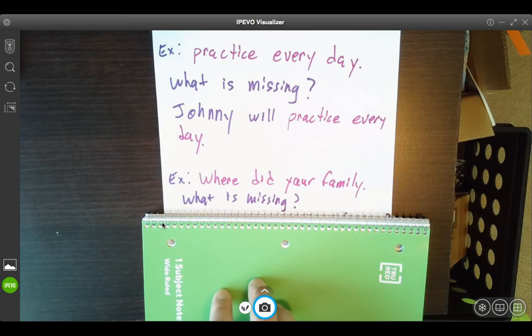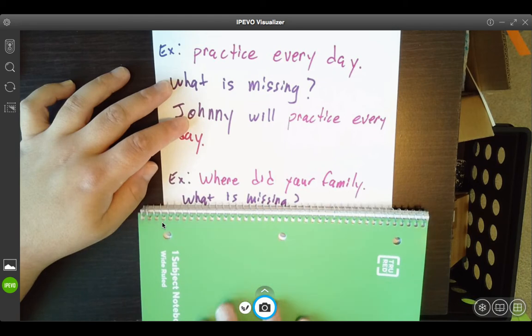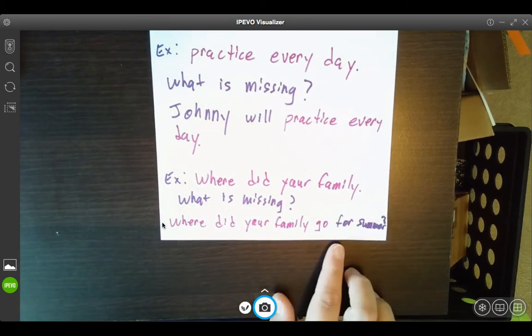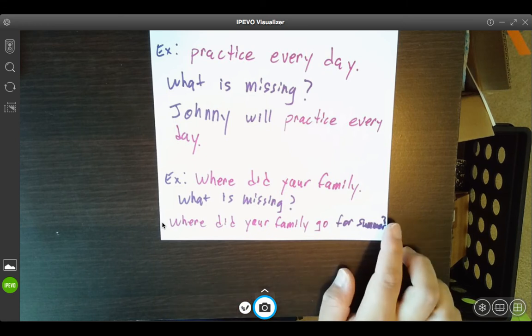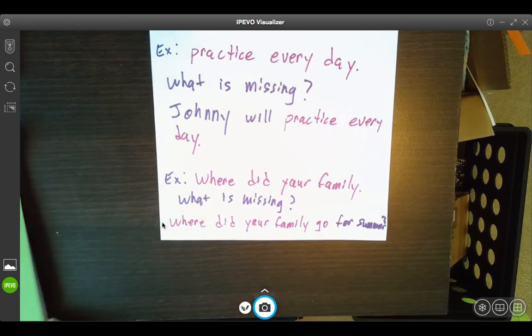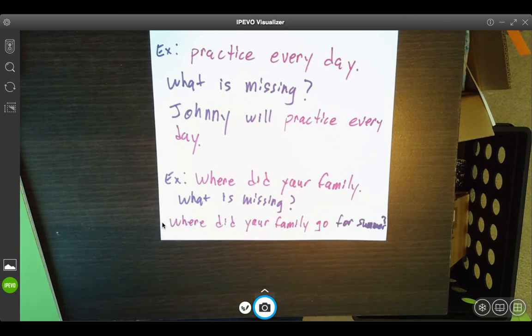Family. Family is a what? A noun. So I'm probably missing the verb. How can I fix this? Well, let's make this sentence right here. Where did your family go for summer? Oh, I put a little question mark there. Sorry about that. I ran out of space. But now I know what my noun or my subject is doing or what they did. So, where did your family go for summer? It's a complete thought. It makes sense now.